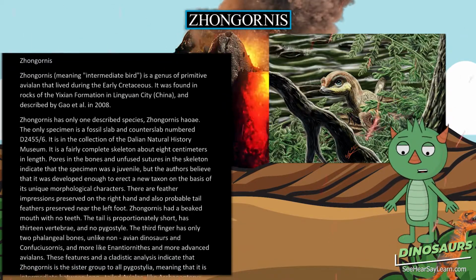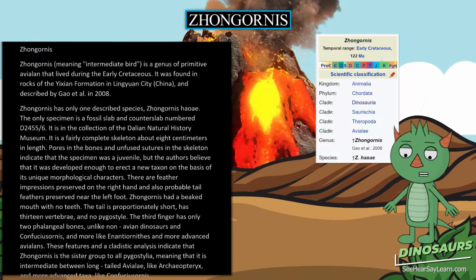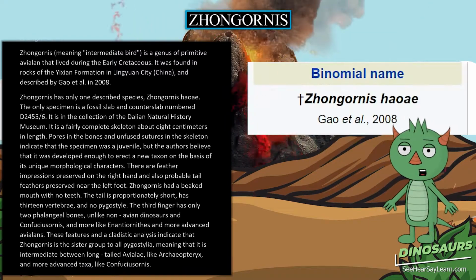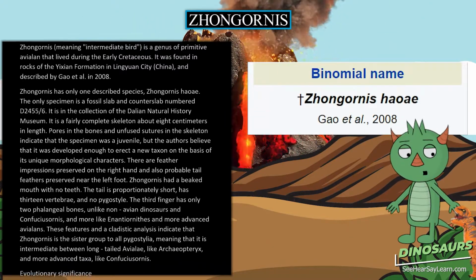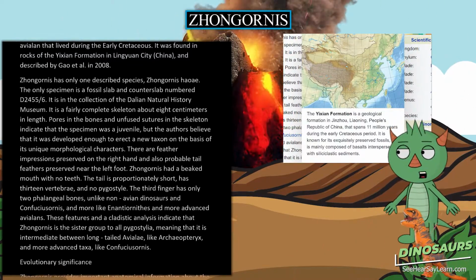Pores in the bones and unfused sutures in the skeleton indicate that the specimen was a juvenile, but the authors believe that it was developed enough to erect a new taxon on the basis of its unique morphological characters. There are feather impressions preserved on the right hand and also probable tail feathers preserved near the left foot.